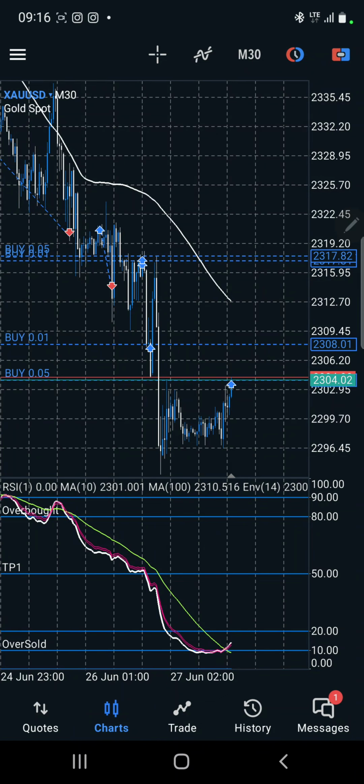So we are looking at gold on this one, XAUUSD 30 minutes chart, and what I'm looking at is this point. As you can see, I just had the crossover on the RSI, and that's what I'm going to be using to monitor this trade.